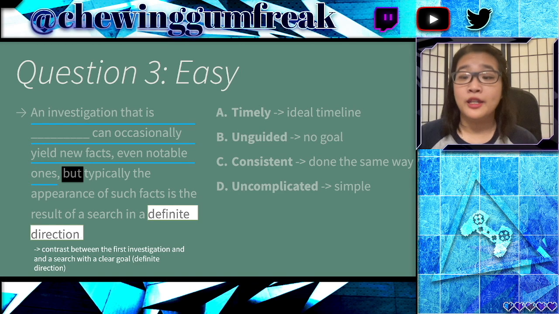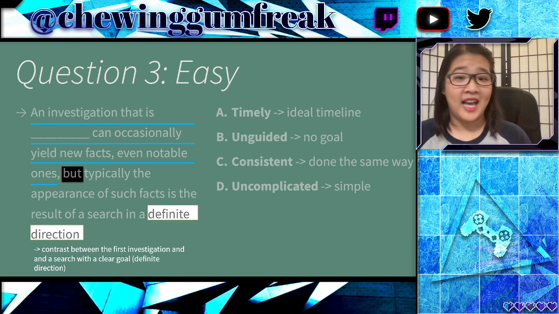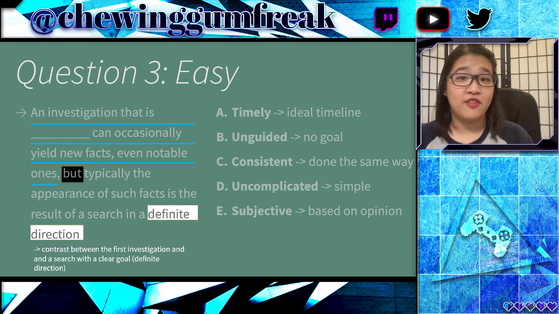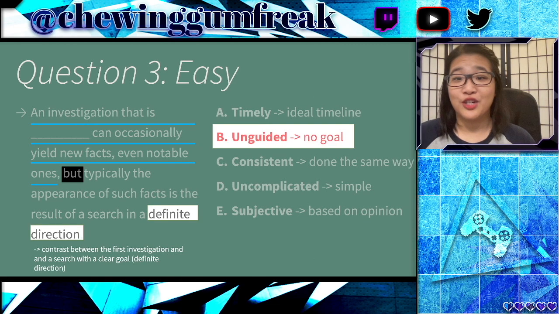D is uncomplicated or simple. Again, we can definitely have an uncomplicated investigation, but that doesn't fit within the realm of this sentence. And choice E here is subjective or based on opinion. So again, we're contrasting having a definite direction with something, and whether or not something is subjective doesn't really matter here. So as we can see, the answer is B, unguided.